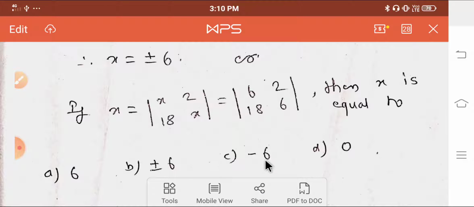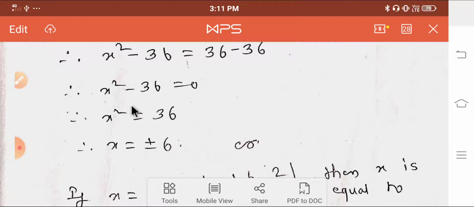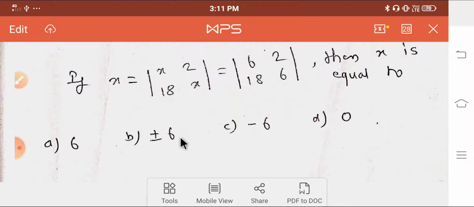We solve here: given the determinant |x 2; 18 x| equals the determinant |6 2; 18 6|. By cross multiplication, x into x is x square minus 18 into 2 is 36, equals 6 6s are 36 minus 18 into 2 is 36. Therefore x square minus 36 equals 0, or x square equals 36. So x equals plus or minus 6. Here the answer is option B.